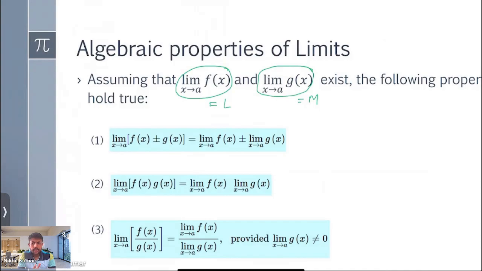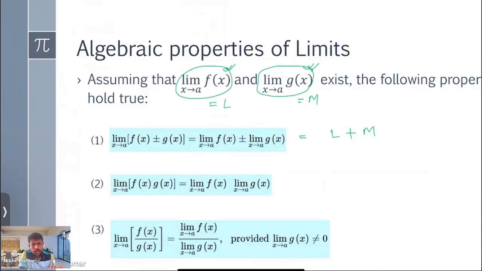The first property says that if I have to find the limit of the sum of these two functions, that is equal to the sum of limits of these two functions. That's the property. So the limit of the sum of the functions is the same as the sum of limits of the two functions. If the limit of f of x is L and the limit of g of x is m, this would be L plus m. That would be our answer. This is the first property.